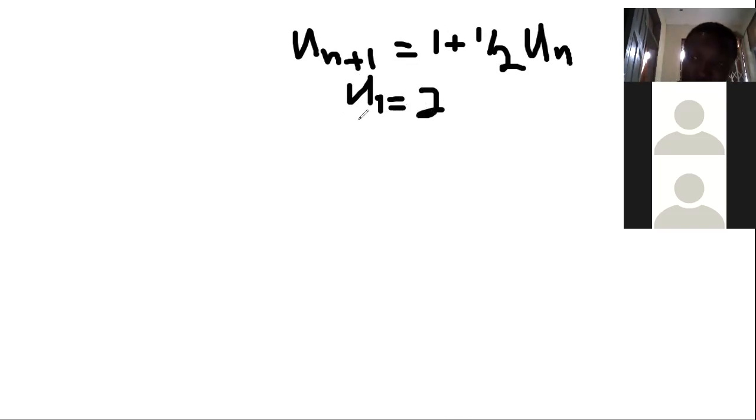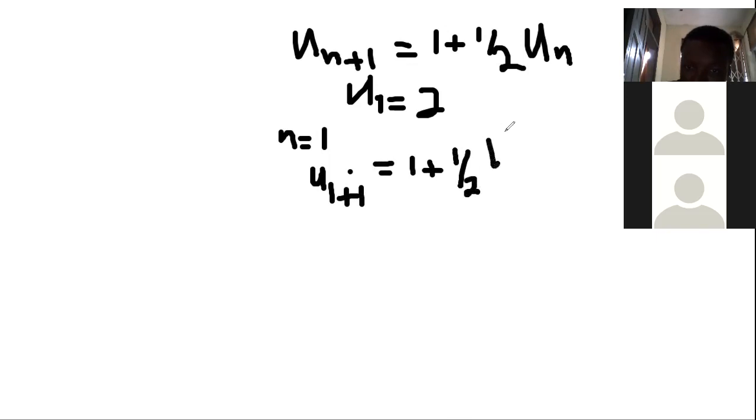Now, when you're given a question like this, the first thing you're going to do is start from when n is equal to 1. When n is equal to 1, that means anywhere you see n, you put in 1 there. So when n is equal to 1, you're going to get U(1+1) equals 1 plus half U1. However, the question is saying that U1 is equal to 2. So anywhere you see U1, we put 2 there.